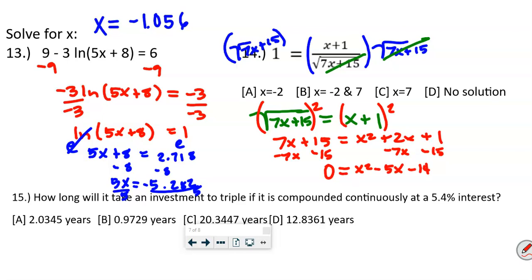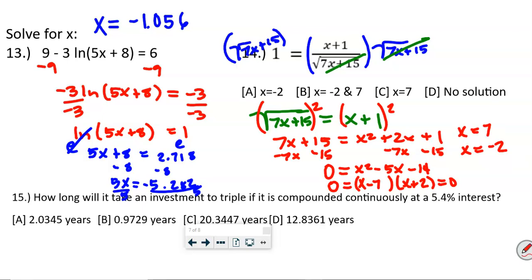So what are the factors of negative 14, guys, that add up to be negative 5? Wouldn't that be x minus 7 and x plus 2? Set both of those equal to 0. So these answers are going to be x equals 7 and x equals negative 2. So once we find those two answers, we want to plug them back in to see if they work, okay?